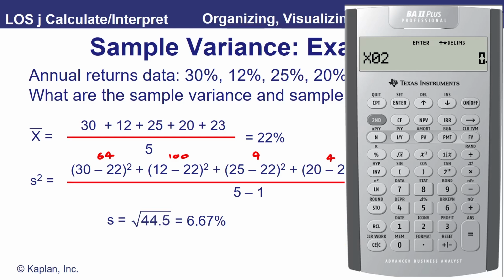Press down to get X02, 12%. So I'm going to enter that as 0.12 and press enter. Down, again, ignore the Y02, down to X03, and you've got 25%, so 0.25. Enter. Down again, X04, 0.2, and enter. Down twice again to get X05 and 0.23, and enter.